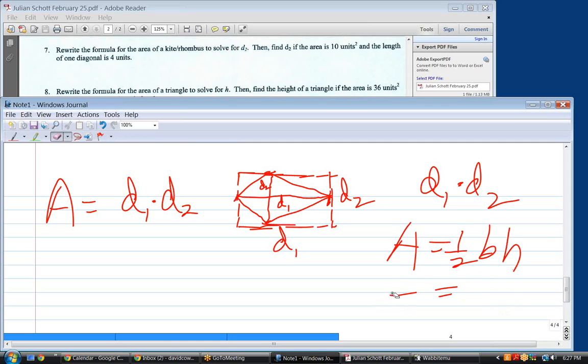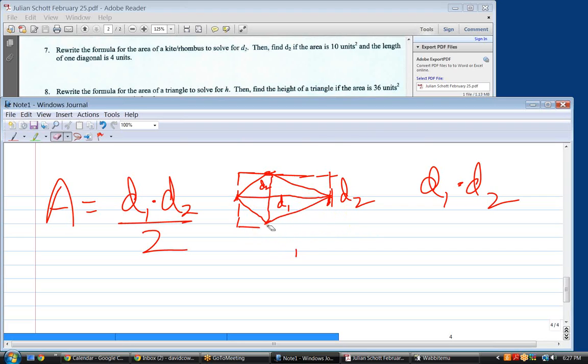Okay? So, as long as you can remember that it's D1 times D2, you'll figure out that you have to divide it by 2. In other words, it wouldn't make sense for the area of this triangle or of this kite to be D1 times D2, because we can clearly draw a rectangle around it, and the area of the rectangle is D1 times D2. Okay, so that's the way you remember stuff like that.